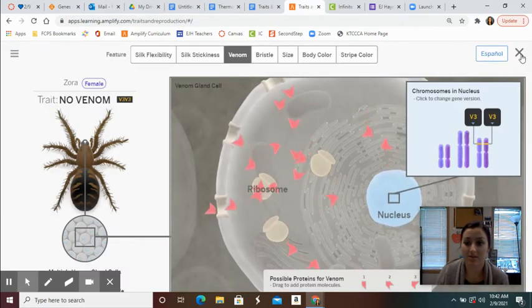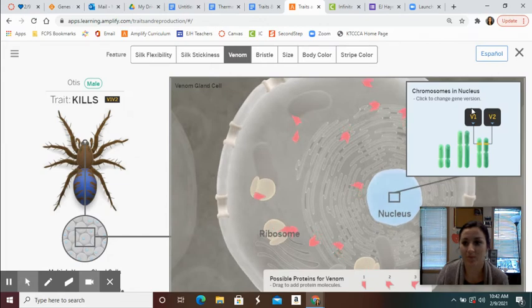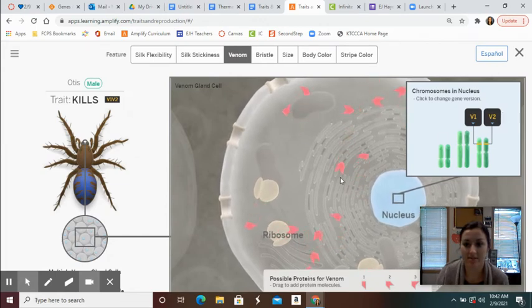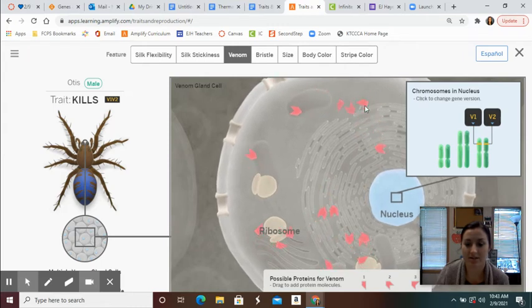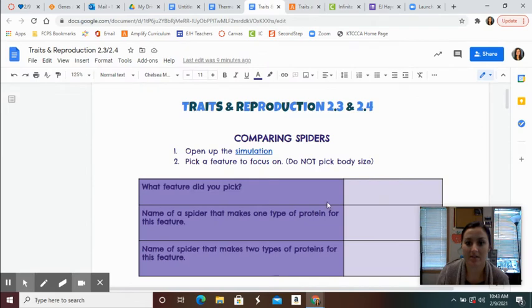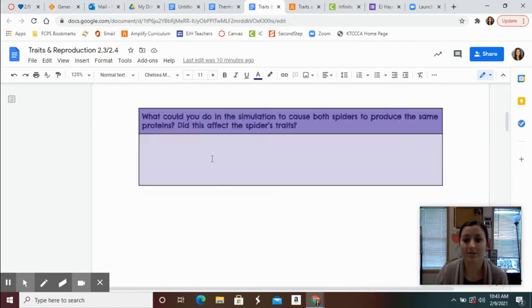Then it wants to find a spider that has two different versions. So I'm going to see here, Otis has V1 and V2, and it has protein 1 and 2 in here. There's 2, there's 1. And so Otis would be a good spider that has two different proteins. The trick of this is down here, I wanted you to tell me what you could do to cause the spiders to have the same proteins. Either you want to make one spider have two of the same like the other one, or vice versa.